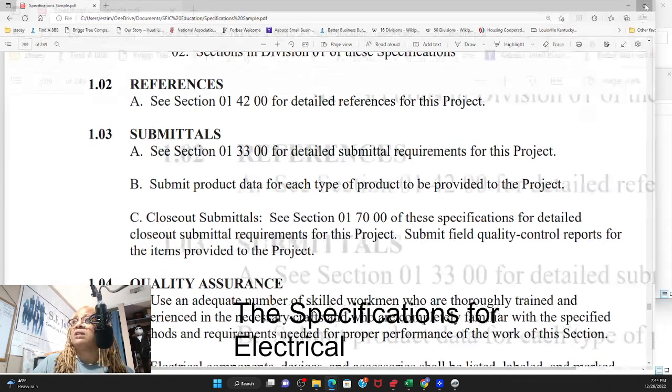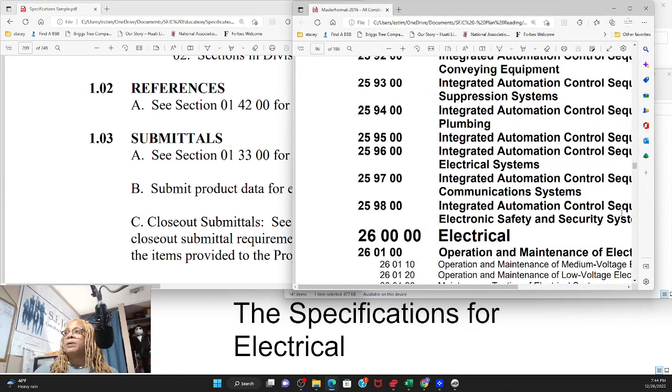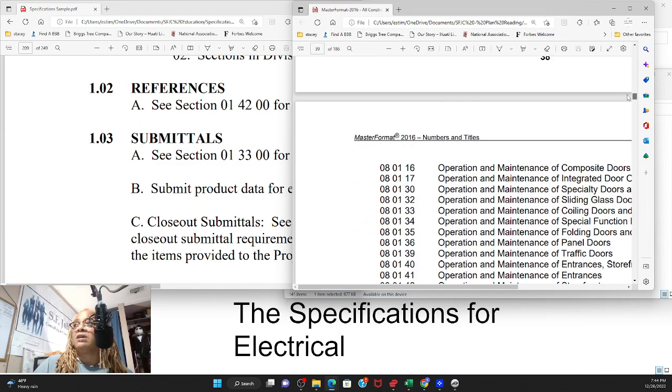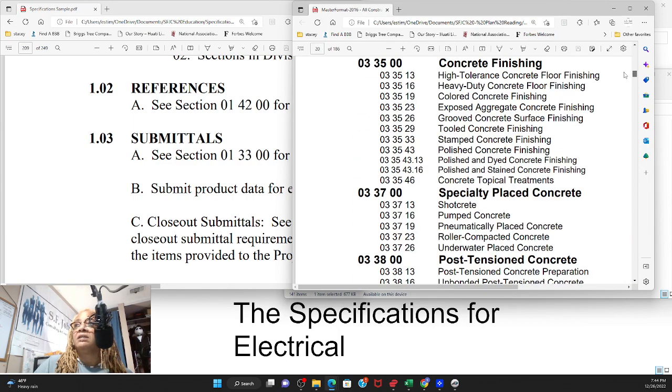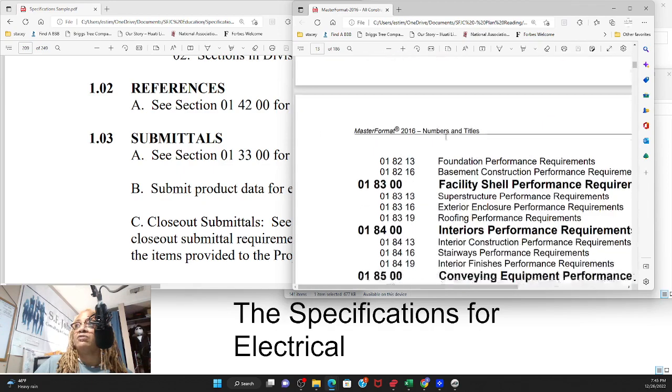Now let's go back. Let's close this down a little bit and look at the general. Let's look at what is 01 from our master format. We're going to go back up, right? Because master format is everything. That's why it's called master format. So 014200, we want to look at that in master format.